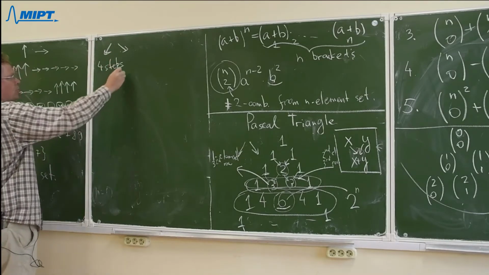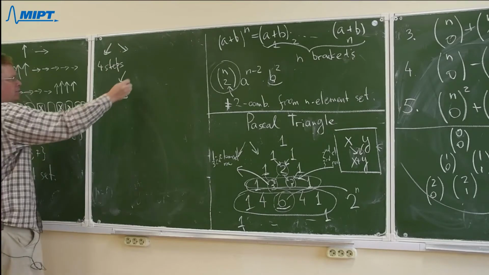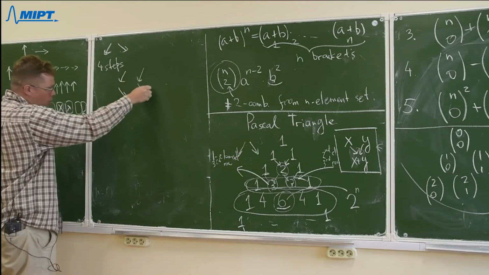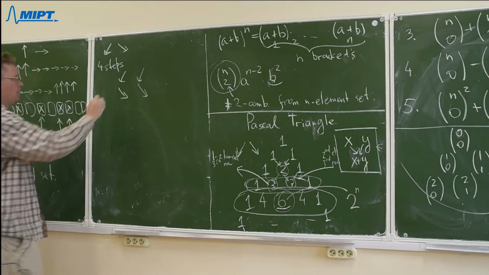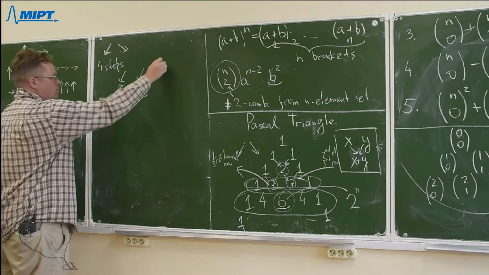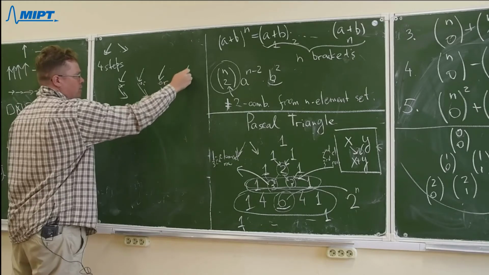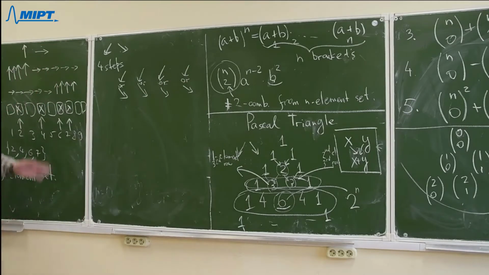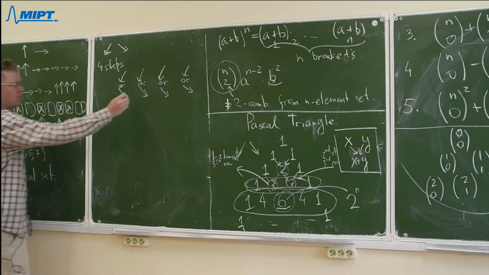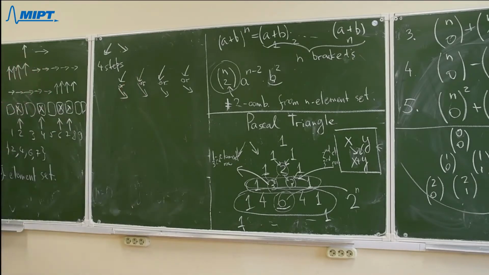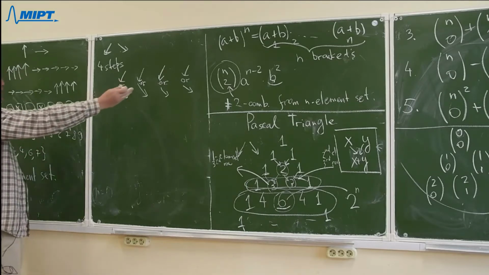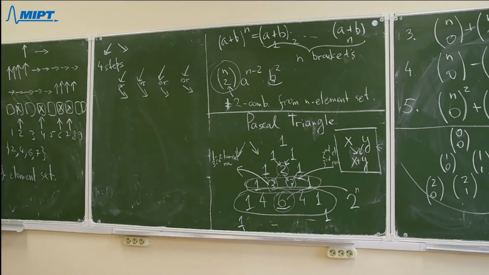So the first step will be going to the left or going to the right. The second step will be going to the left or to the right. The third step will be going to the left or going to the right. And the fourth step will be going to the left or going to the right. So how many variations can I have, choosing one of the 2 possible steps if I have 4 steps?